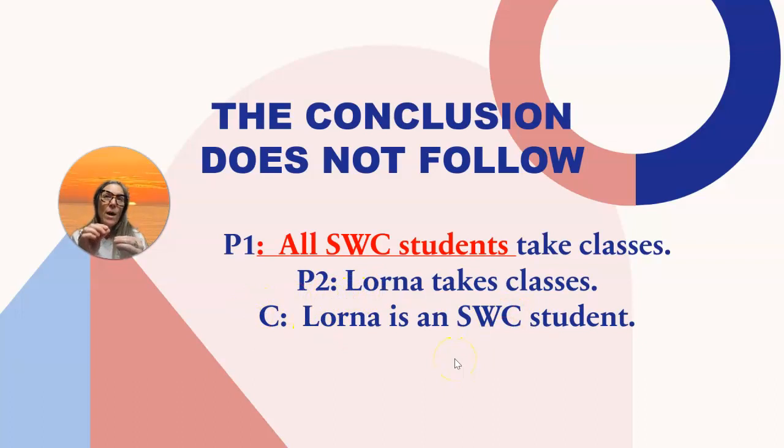So this is a way that the order is messed up. I should have said, all Southwestern College students take classes. Lorna is a Southwestern College student, therefore she takes classes. But if you switch it in the wrong way, it becomes an error. It's a fallacy, because certainly by just saying Lorna, we don't know where she's gone to school.